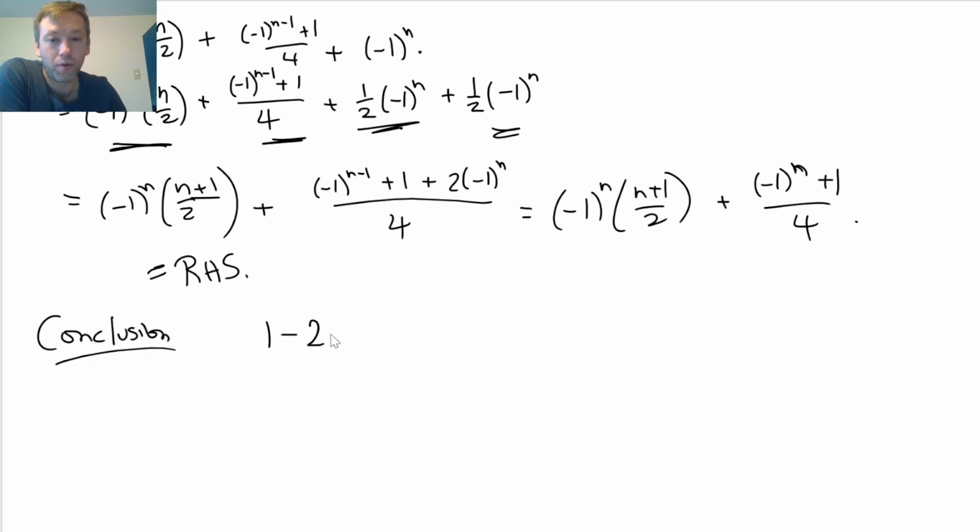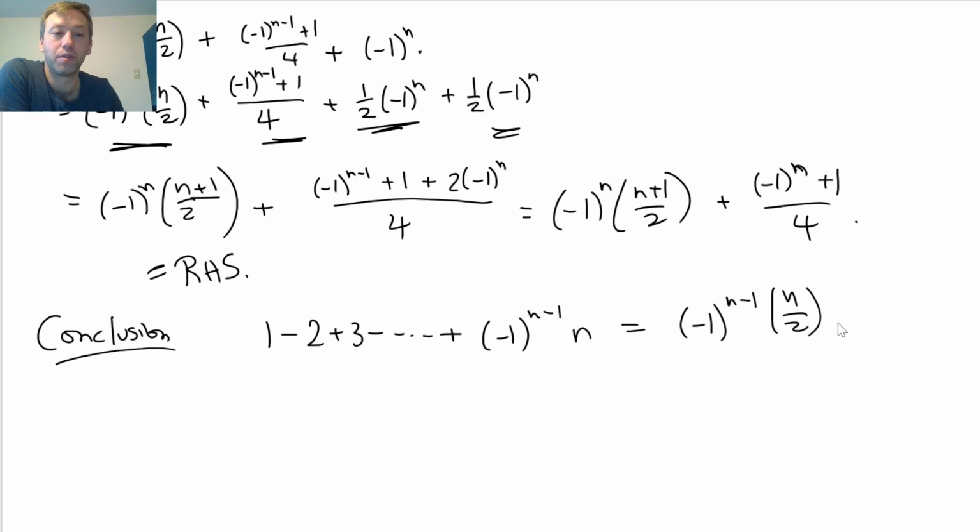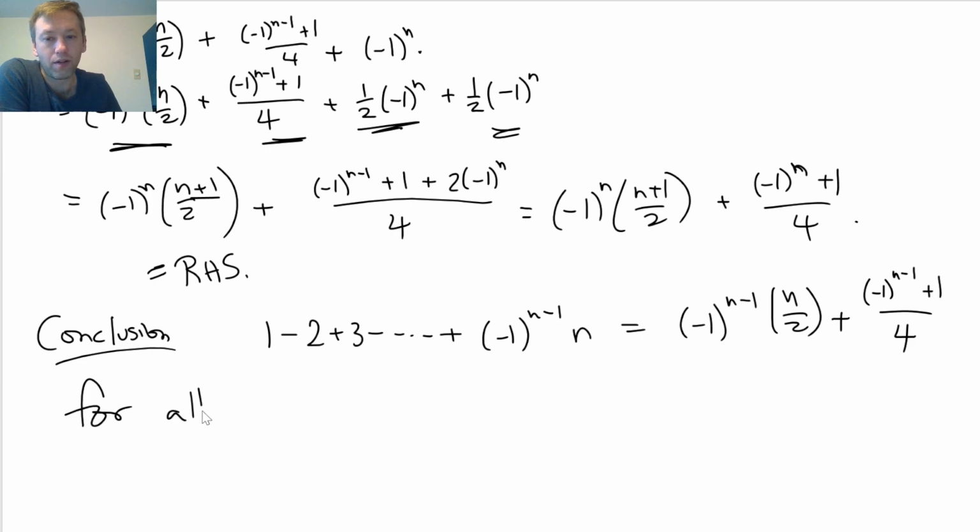So 1 minus 2 plus 3 minus dot dot dot plus negative 1 to the n minus 1 times n is equal to negative 1 to the n minus 1, n over 2, plus negative 1 to the n minus 1 plus 1 over 4, for all integers n at least 1.